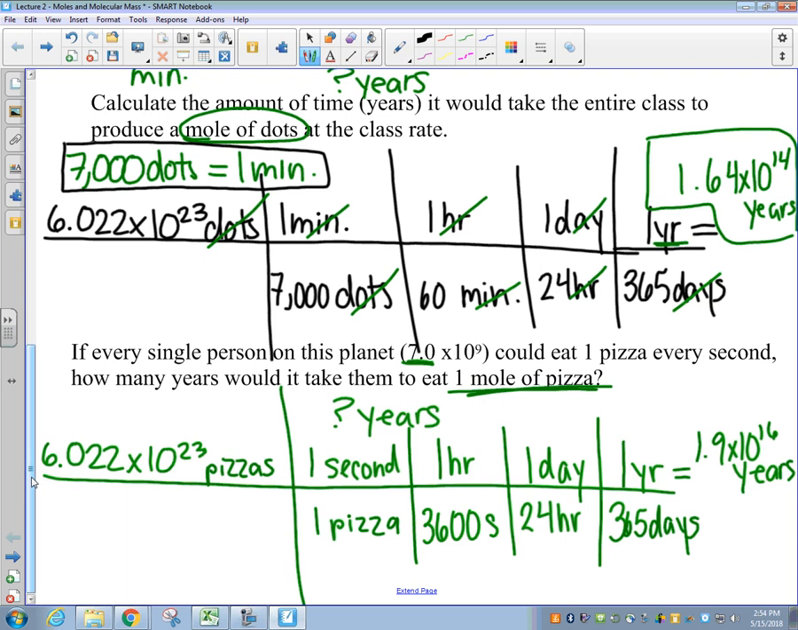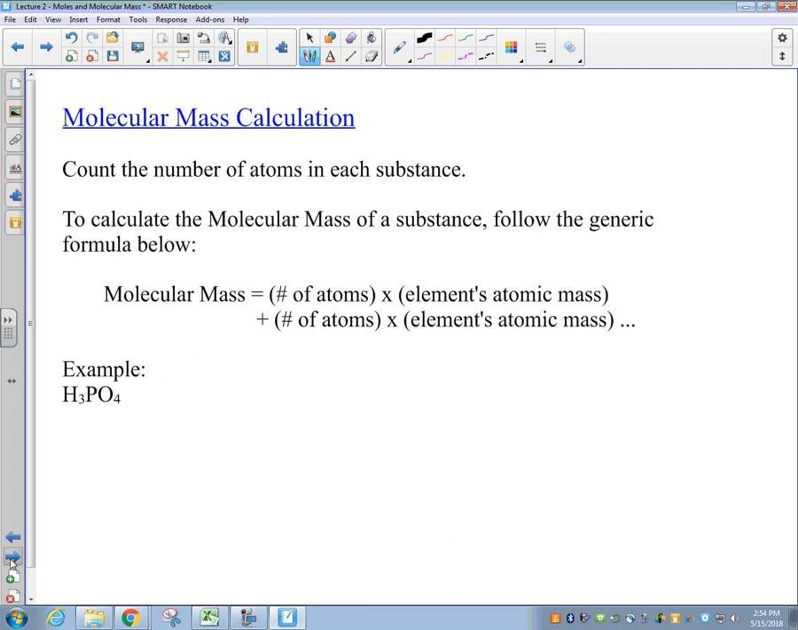All right. Next topic here, last topic of the lecture, is the calculation of molecular mass. So in order to calculate the molecular mass of a substance, you simply have to count the number of atoms in each substance. And then what you do is you multiply the number of atoms in each substance by that specific element's atomic mass, and we add up all of the different products of our elements together.